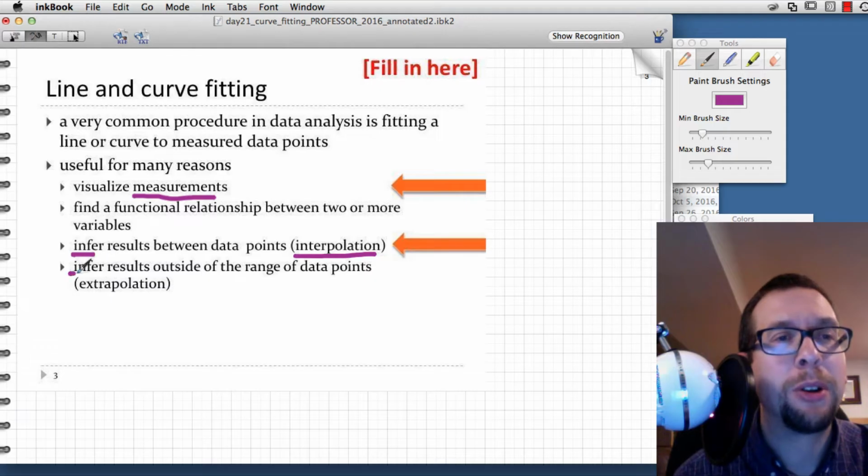And sometimes you need to also infer results based on the data that you gathered, but for information that is either maybe to the left or the right or above or below the measurements that you took. So they would be outside of the range of the data points, and that's what we refer to as extrapolation.